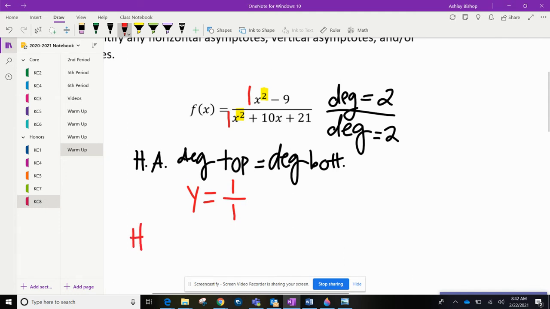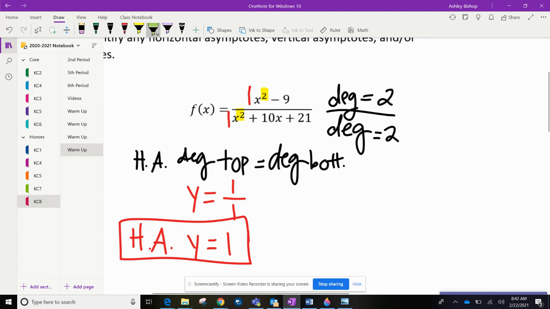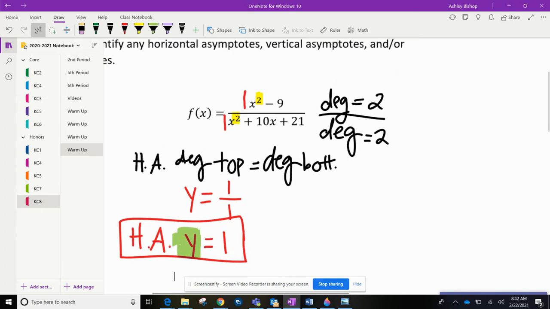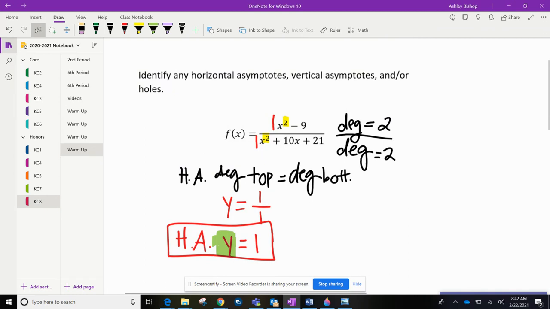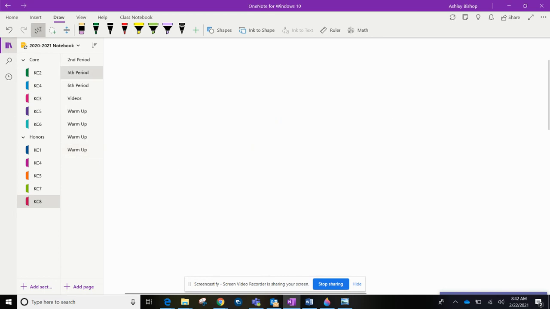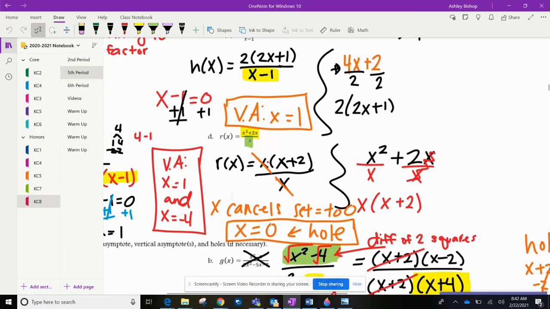So putting this all together, my horizontal asymptote is y equals 1 over 1, which is 1. So that's the horizontal asymptote of this problem. Don't forget that horizontal asymptotes are in the form of y equals. Alrighty, I'm done with the horizontal asymptote. Now I need to check for vertical asymptotes and/or holes. This step is done for you. We took notes on this on page 4, and I do this part together. And that's where I follow these steps that I have here.